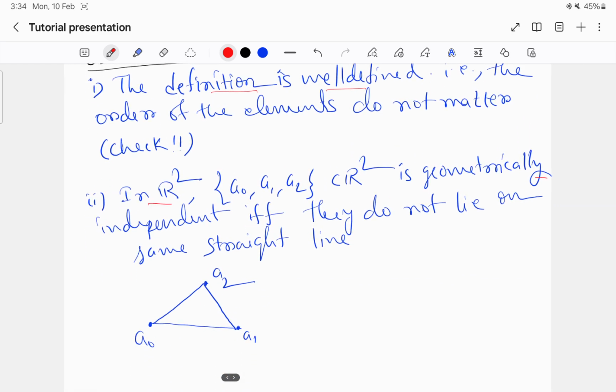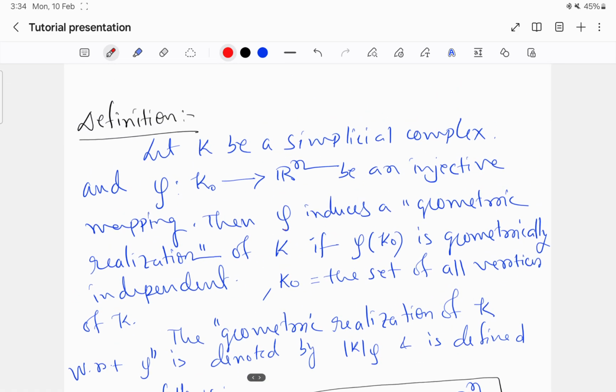Now the next observation is in R2, a set of 3 points A0, A1, A2 in R2 will be geometrically independent if and only if they do not lie on the same straight line, that is, they are vertices of some triangle in R2. Similarly, a set A0, A1, A2 and A3 in R3 will be geometrically independent if they are vertices of some tetrahedron. When I'm saying tetrahedron, that is a non-degenerate tetrahedron obviously.